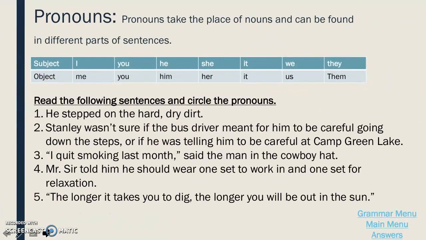Now pronouns. Pronouns take the place of nouns that can be found in different sentences. I have placed a little chart here so you can look back and use it as an aid when looking for the pronouns. You will need to answer the 5 questions below the chart. So again, go ahead and pause the video and make sure you answer these 5 questions. And when you're ready to move forward, press play.